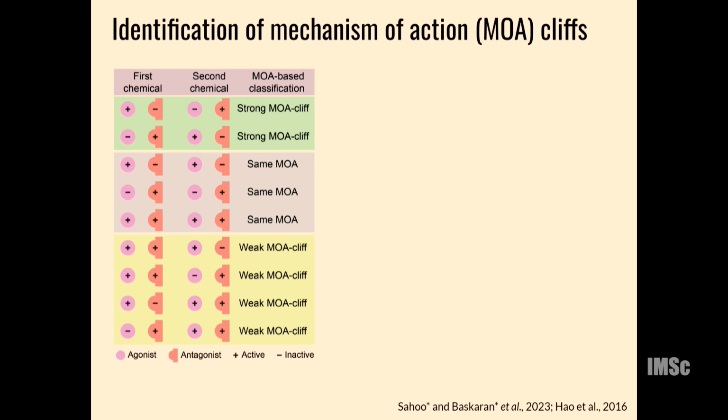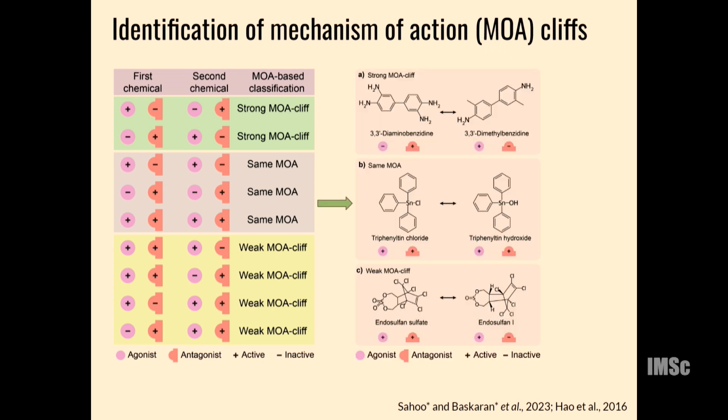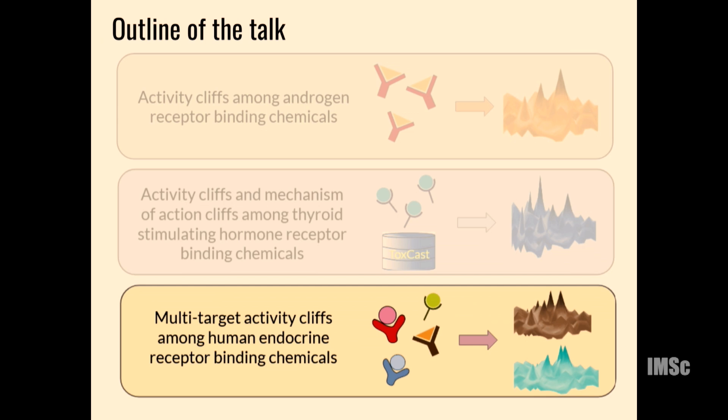So this is the workflow by which we are able to classify the chemicals into different categories based on their mechanisms, and these are some examples, where these two chemicals are strong MOA cliffs, where the first one is active in the antagonist assay, whereas the second chemical is active in the agonist assay. So these are the number of cliffs that we are able to find from this data set. Now with this I will go to the third part of my talk.